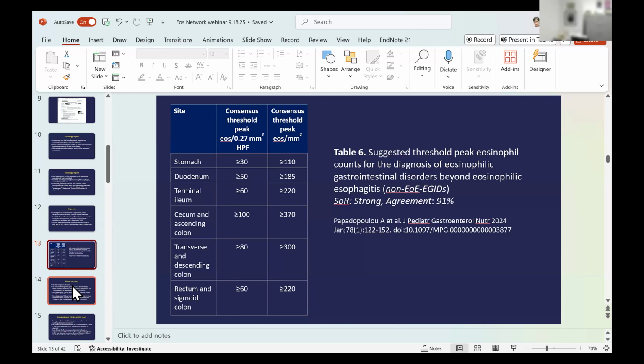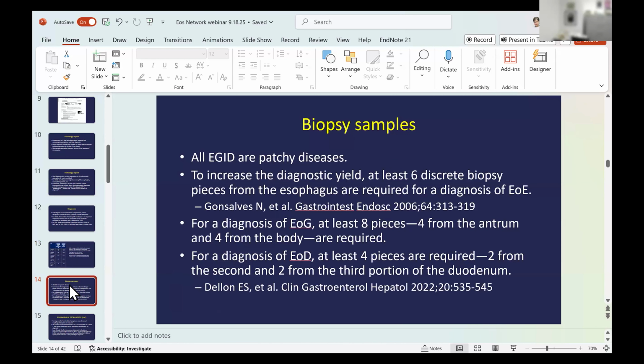They're based not on large numbers, but on what's in the literature about what the peak counts were in what we believe to be normal biopsies. So all of the EGIDs are patchy diseases. Eosinophilic esophagitis is for sure, and eosinophilic gastritis is, and I think it's even more patchy than eosinophilic esophagitis.